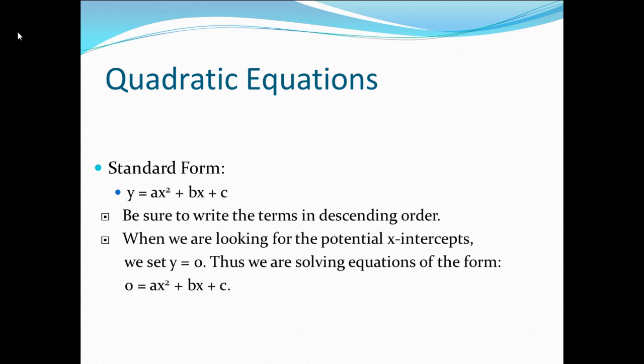The standard form of a quadratic equation is y equals ax squared plus bx plus c, where a, b, and c are known quantities. We also want to always be sure to write our equation in descending order, which means that the term with the highest degree will be first and they decrease from there. When we are looking for the potential x-intercepts, we always want to set y equal to 0. Thus we are solving equations of the form 0 equals ax squared plus bx plus c.